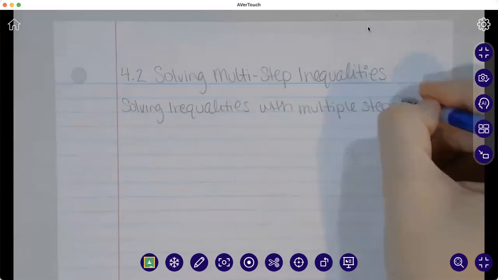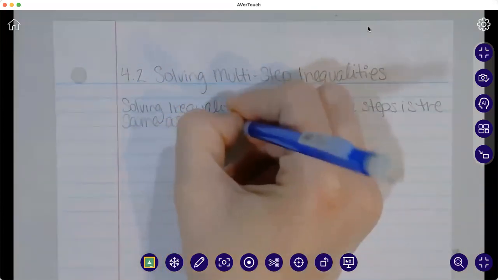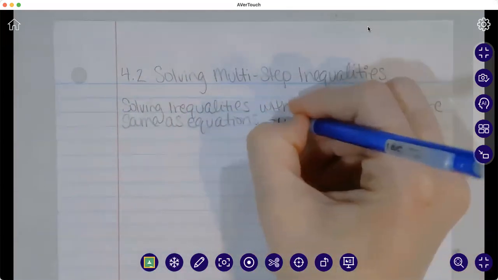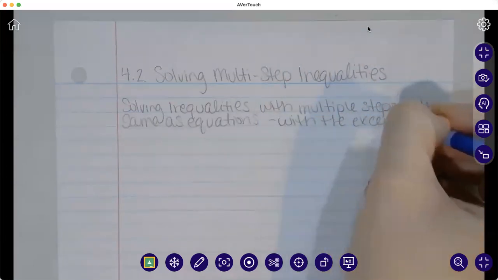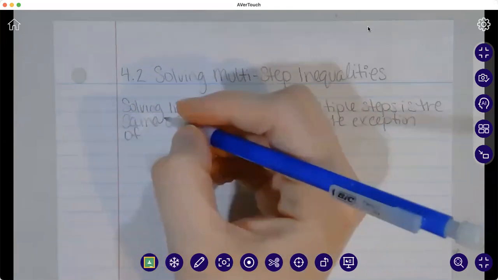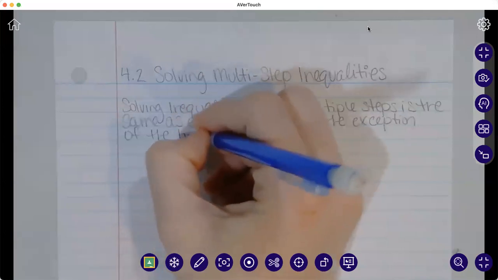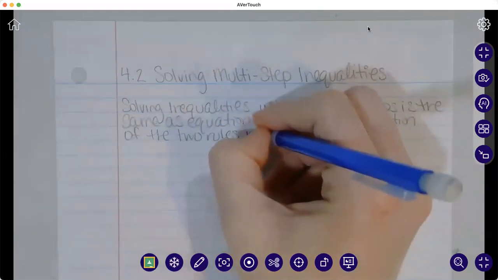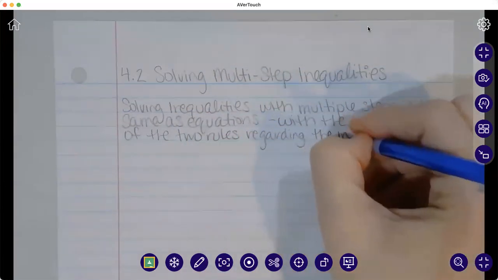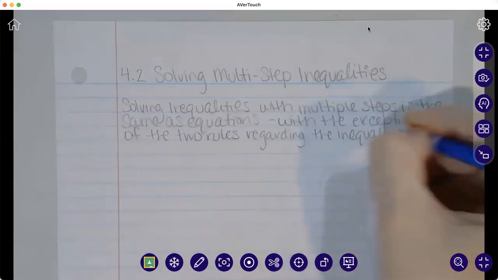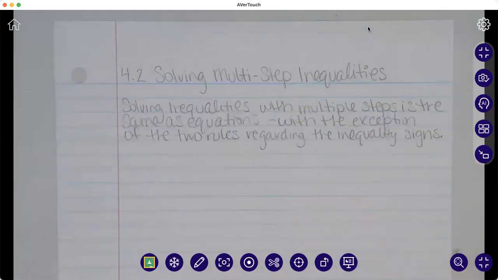is the same as equations, with the exception of the two rules regarding the inequality symbol or signs. Okay. And just as a reminder, what those rules were.